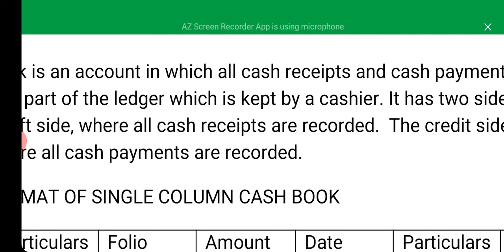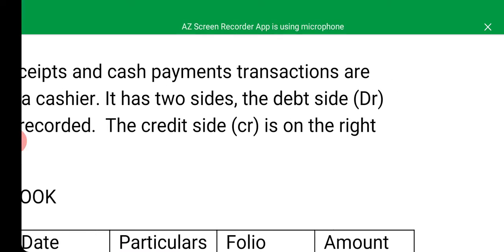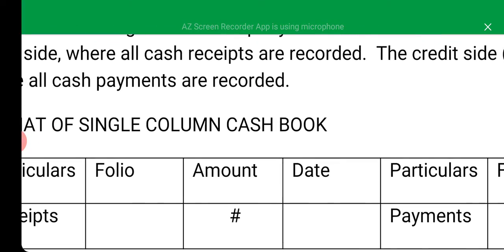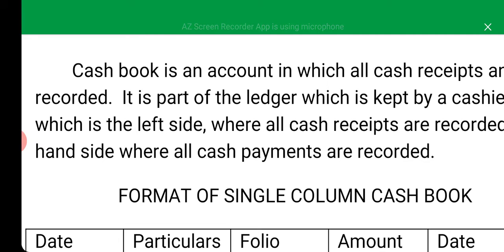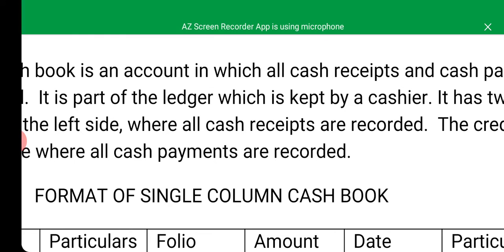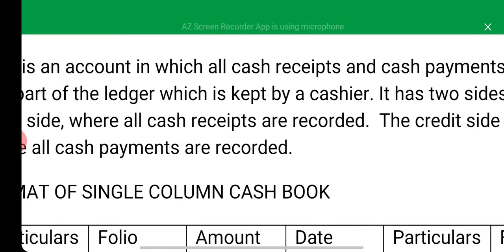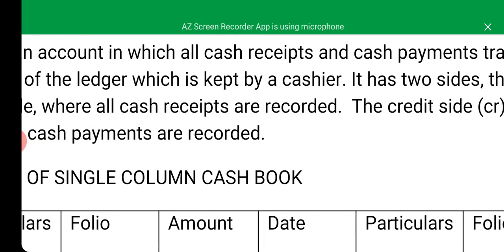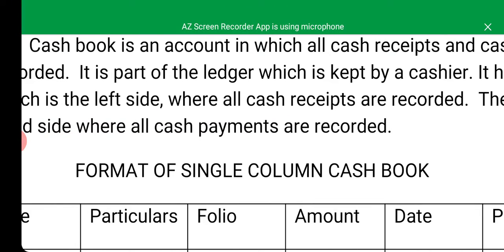Like I've said, it is kept by a cashier and not the petty cashier this time around. It has two sides, the debit side and the credit side. The debit side is the left side where all cash receipts are recorded. That is, all cash that comes into the business organization will be recorded in the debit side of the cash book. And the credit side, on the right side, is where all cash payments, that is, all cash that is paid out, are recorded.